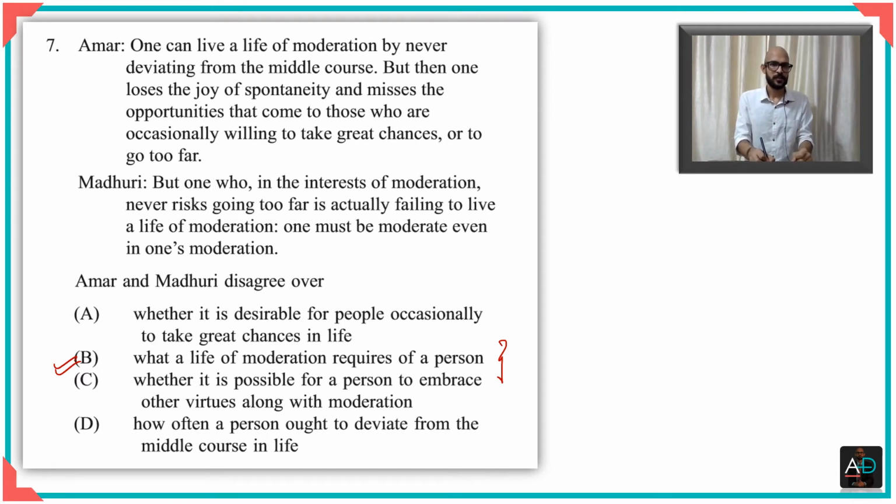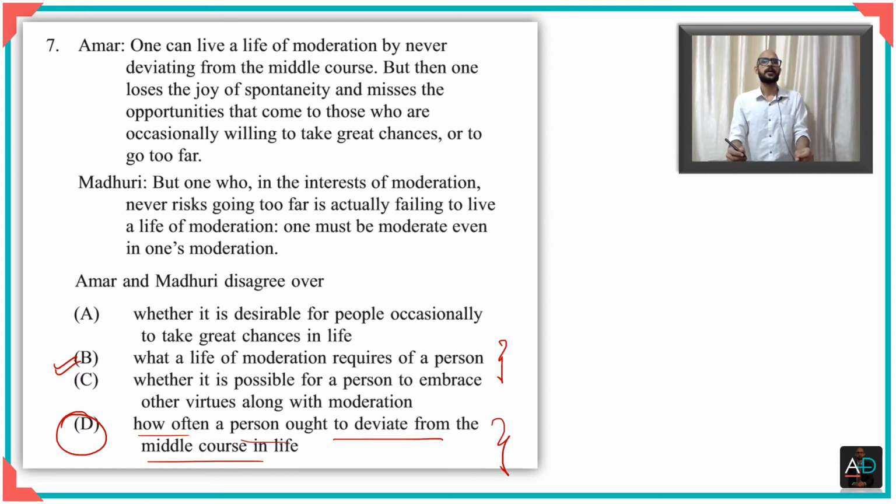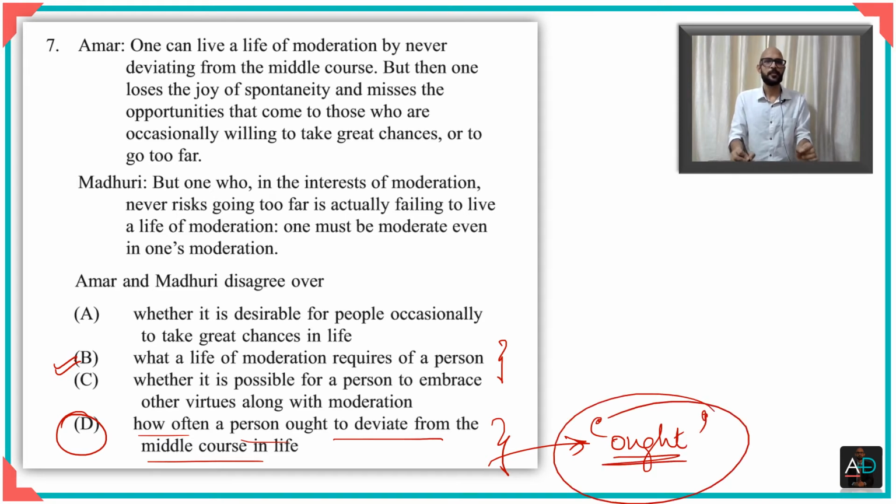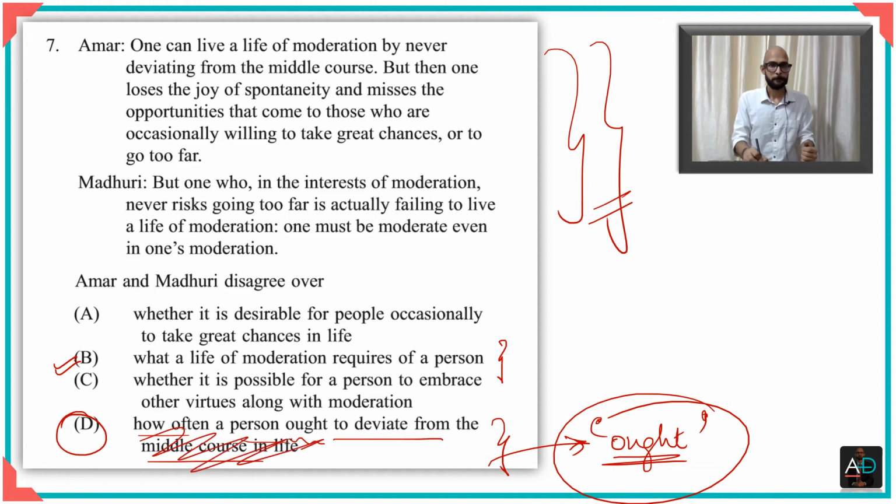Let us take, for example, option D. It says, how often a person ought to deviate from the middle course in life. You see, they are not talking about what a person ought to do. This looks like a very correct answer, but it is talking about what one ought to do, and this is not something that is being discussed here. They are talking about what a life of moderation is. Although it looks like a right answer, this has a normative ought angle to it, and therefore it is not strictly confined to what is given in their dialogue. So I will eliminate option D.